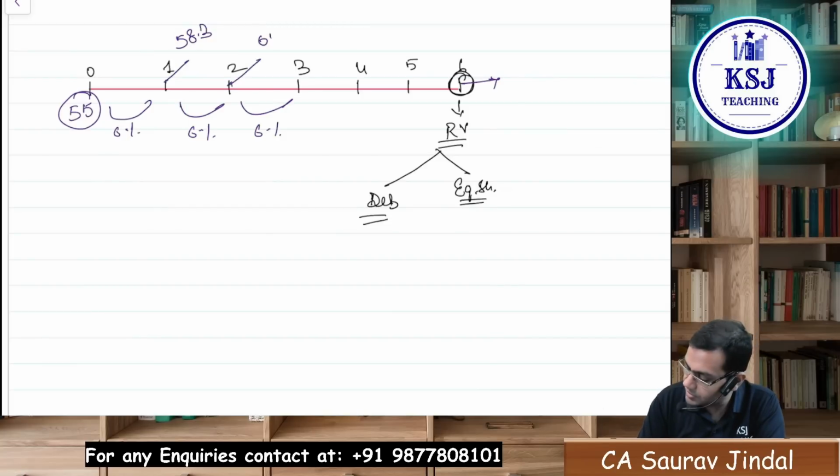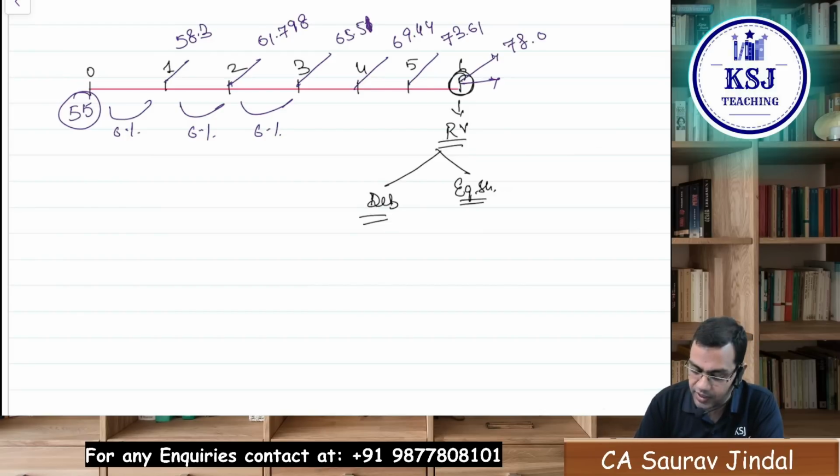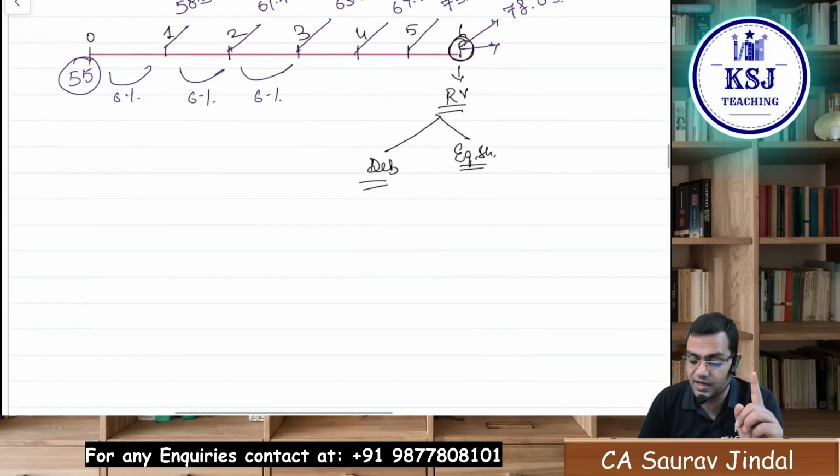Here it will be 61.798 plus 6%. Here it will be 65.5051. Okay. I'll just round it off now. 65.51 plus 6%. It will be 69.44. 69.44 plus 6% will be 73.61. 73.61 plus 6% will be, here it will be 78.03. Right? So for every 1 share, it will be 78.03.